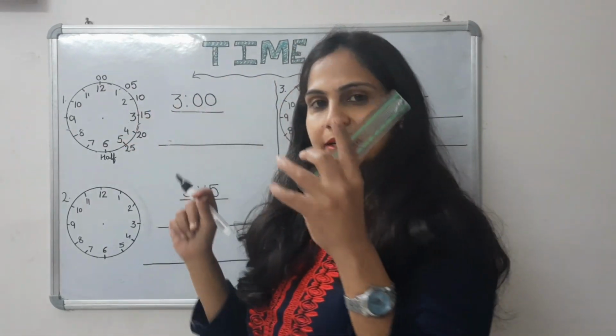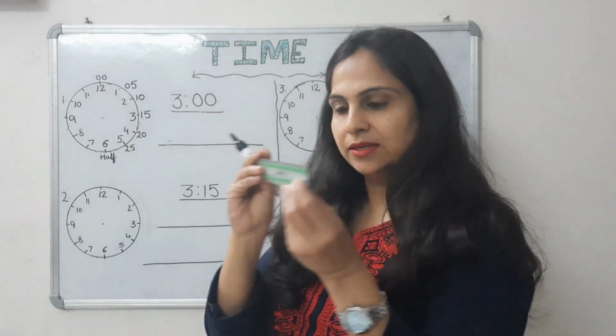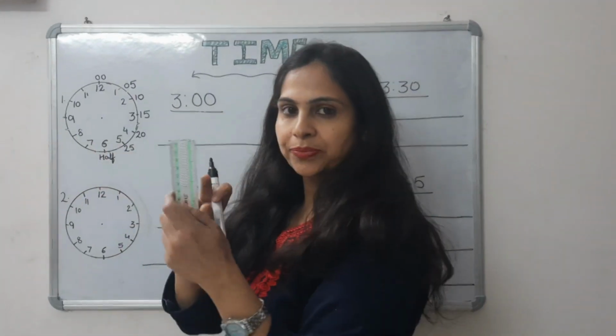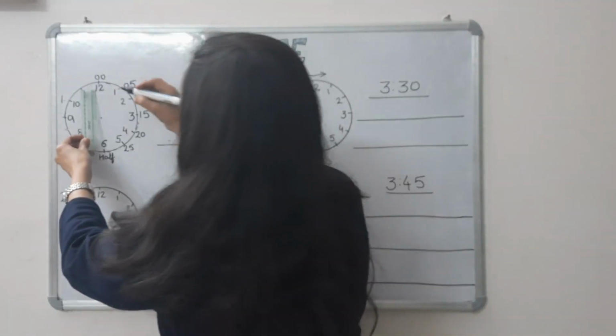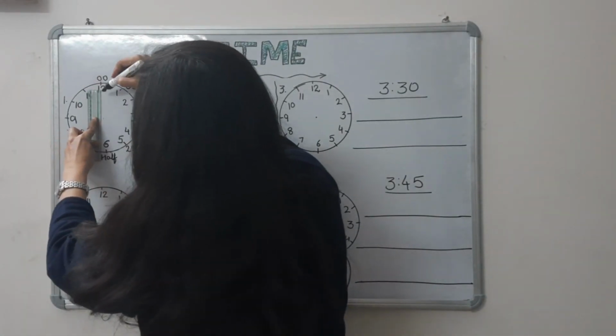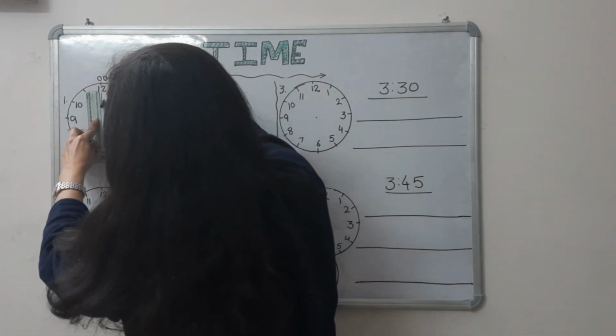Now let us first of all draw the hands. So as I told you that first of all we will draw minute hand, and minute hand is the long hand. So we will draw from the center to 12. We'll draw a long hand.